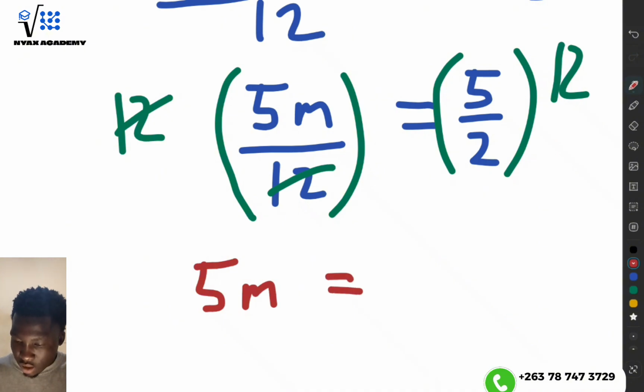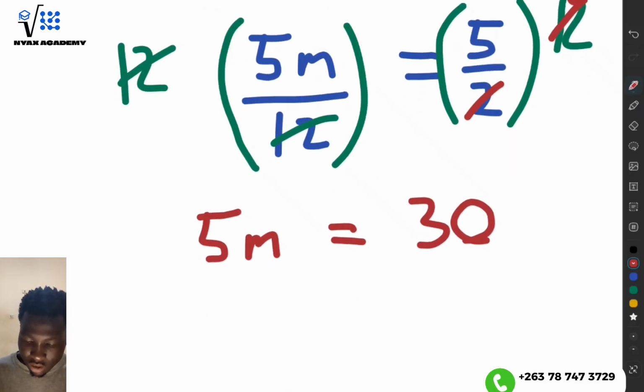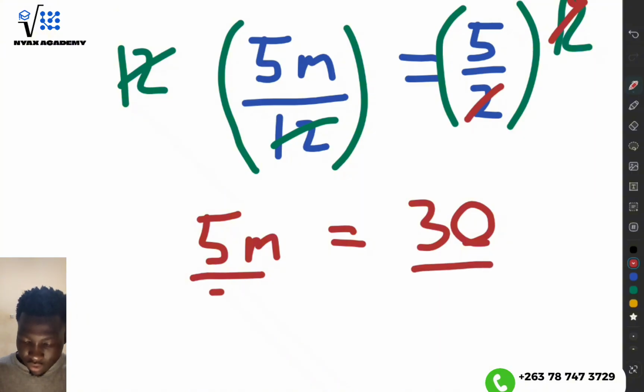what? 2 into 12 is 6, and 6 times 5 is 30, and then we divide the left hand side and the right hand side by 5.